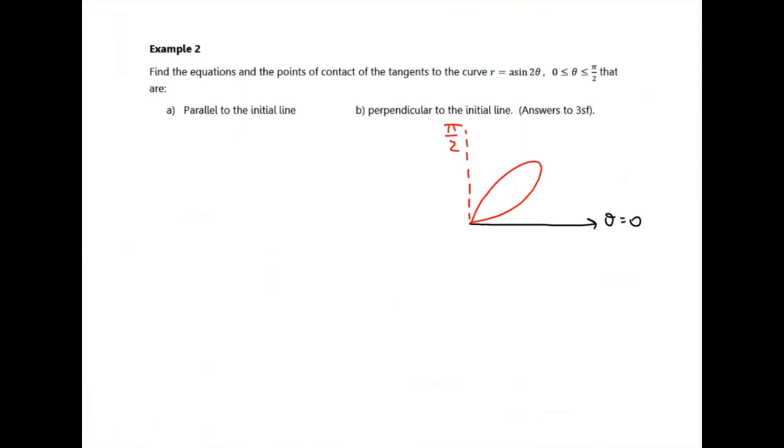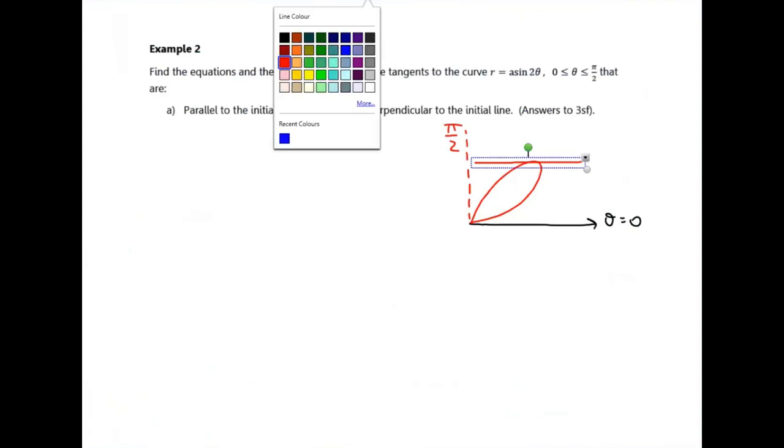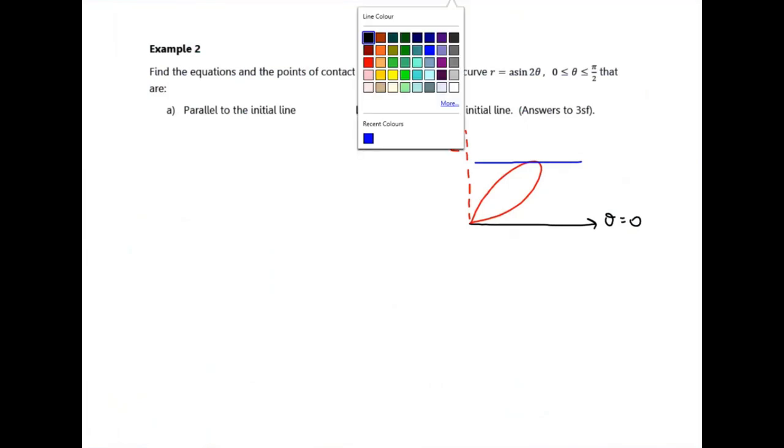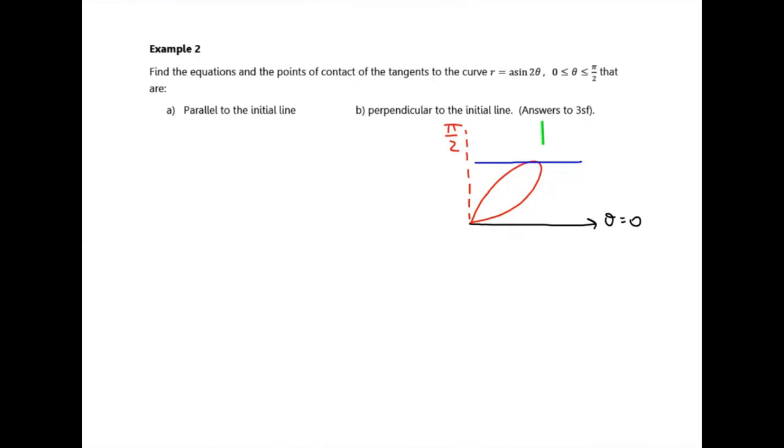So, parallel to the initial line, we've definitely at least got one up here. And there's possibly one at the origin. Here, I think there probably will be at theta equals 0. When it starts off, I think there will be a horizontal tangent down there. We've also got a vertical one, definitely here, and I think also there's possibly one at pi over 2 as well.